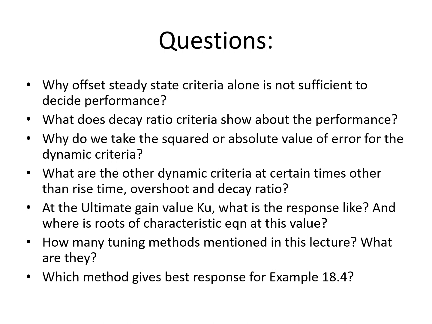Okay, the fourth question, what are the other dynamic criteria? In the notes, we mentioned only rise time, overshoot, decay. What others can you use for the dynamic criteria at a certain time? There are two types of dynamic criteria. For the first one, what other dynamic criteria can you use to compare the different performance? Okay, the fifth one is for the ultimate gain, KU. What is the response? And in terms of the roots of the equation, where do the roots lie?